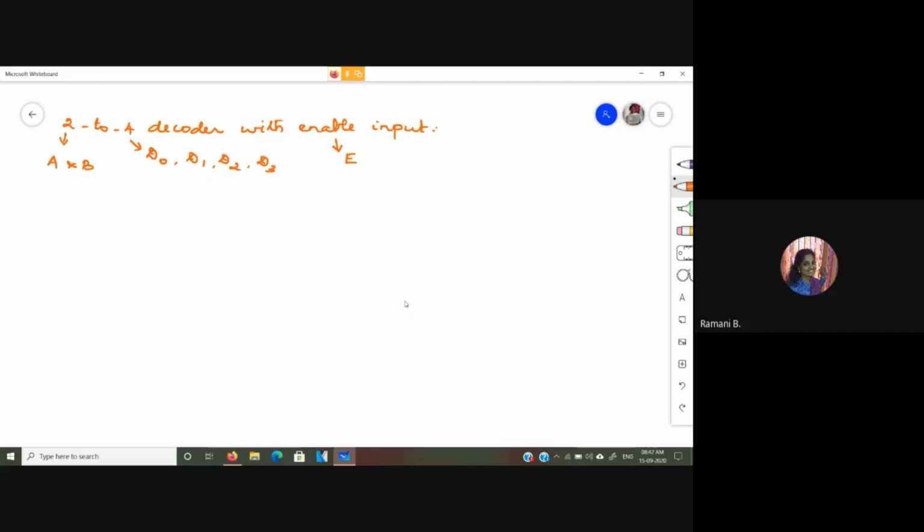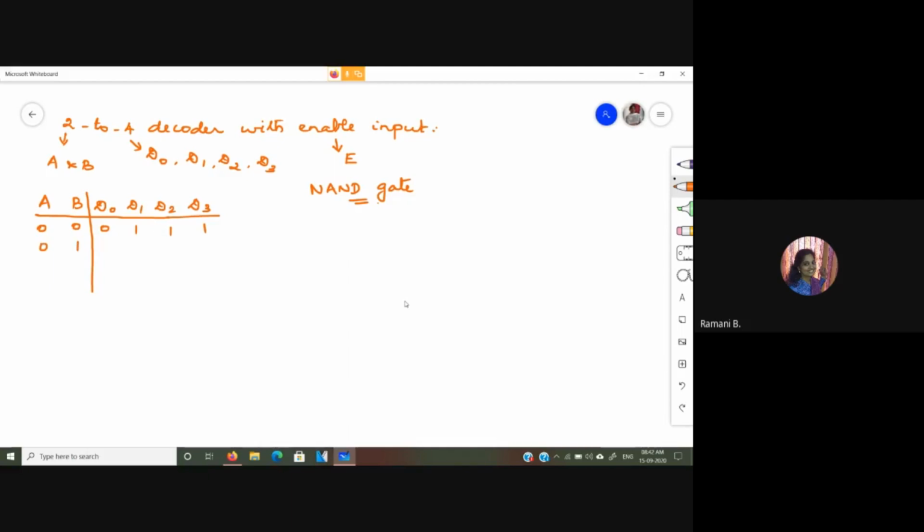Okay. If you are not going to have any enable input, your truth table for this 2 to 4 decoder will be simply like this actually. So you will be having D0, D1, D2, D3. So for 0, 0, except for D0, all others will be disabled. So if I am going to implement this decoder using NAND gate, only this D0 will be having an output 0. All the others will have the output 1.